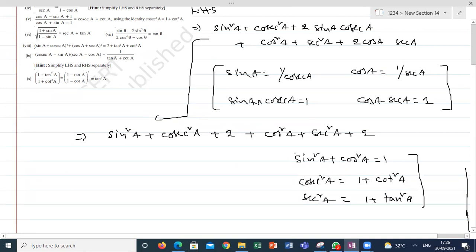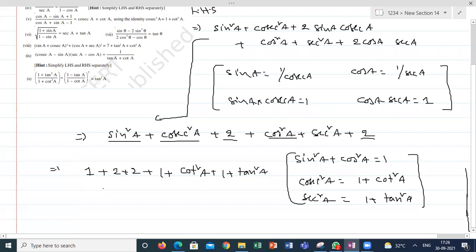With the help of these 3 identities, sin square A plus cos square A can be written as 1, again 2, again 2. So 2 plus 2, plus cosecant square A written as 1 plus cot square A, plus 1 plus tan square A. 1, 3, 5, 6, 7. This will be equal to 7 plus tan square A plus cot square A. This is my RHS. So very simple.